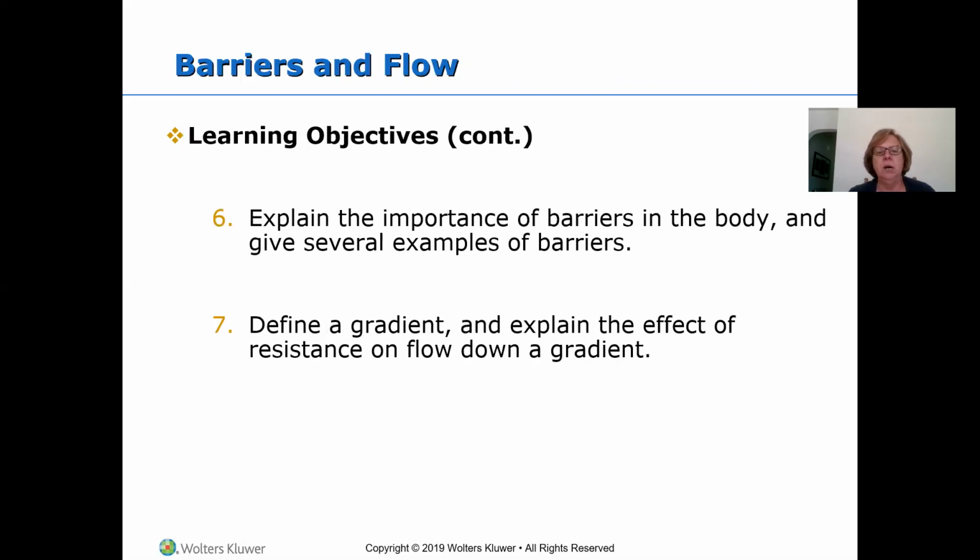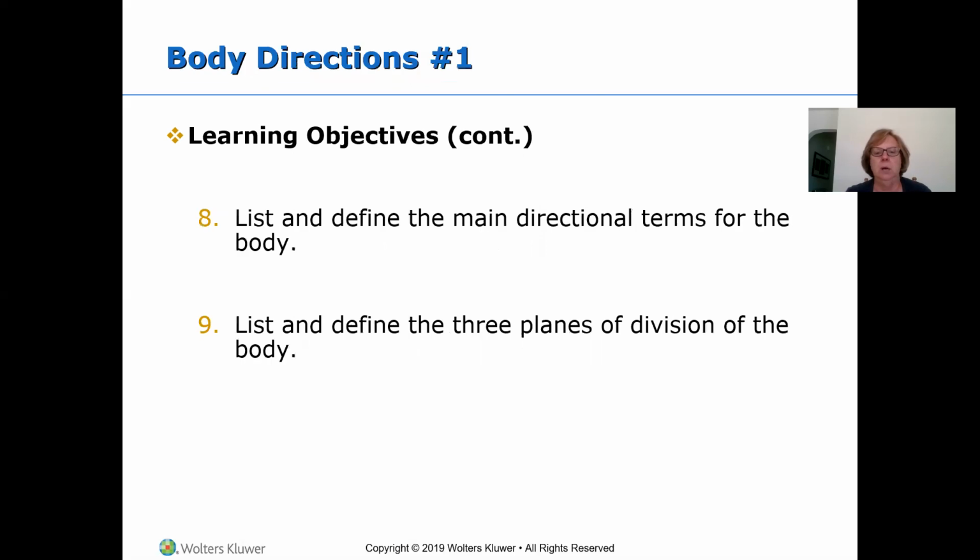Okay, and then we have barriers within our body that compartmentalize the organisms, and then the effect of how fluids flow from one region to the other. These 2 objectives are not of primary importance. Again, look at the chapter objectives that I have listed for chapter 1. But now 8 and 9 are very important.